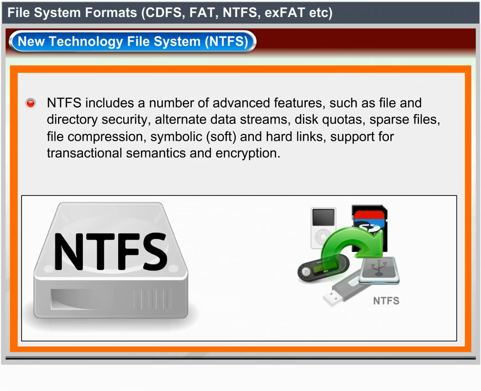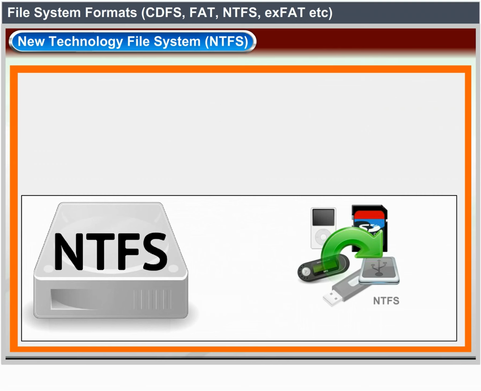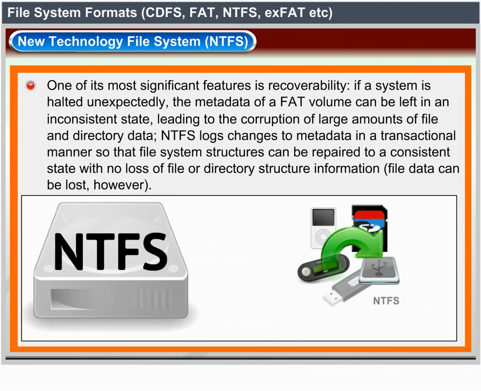One of its most significant features is recoverability. If a system is halted unexpectedly, the metadata of a FAT volume can be left in an inconsistent state, leading to the corruption of large amounts of file and directory data. NTFS logs changes to metadata in a transactional manner so that file system structures can be repaired to a consistent state with no loss of file or directory structure information. File data can be lost, however.